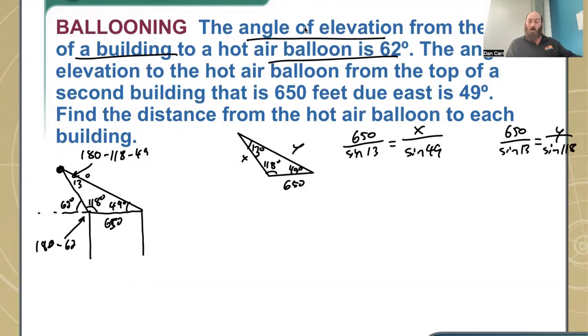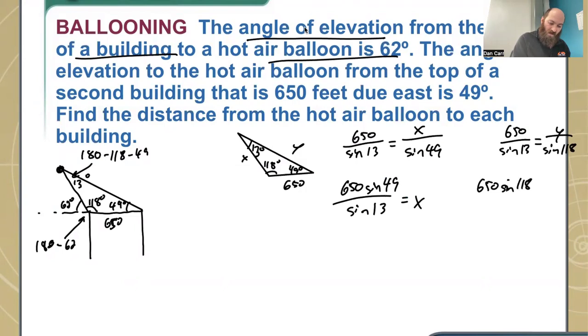Okay. So again, if I multiply through, I'm going to rewrite this. It'll be 650 multiplied by the sine of 49 divided by the sine of 13 is equal to x. 650 times the sine of 118 over the sine of 13, and that's going to equal y. Okay, so for this case, I'll go round to the nearest tenth.